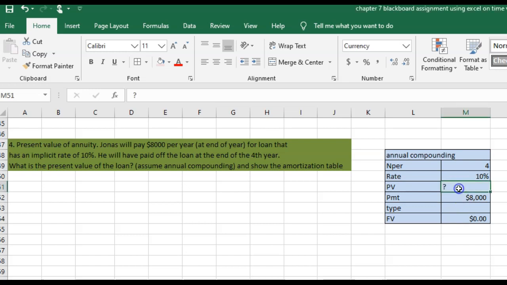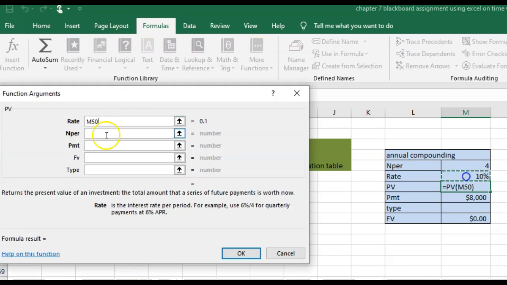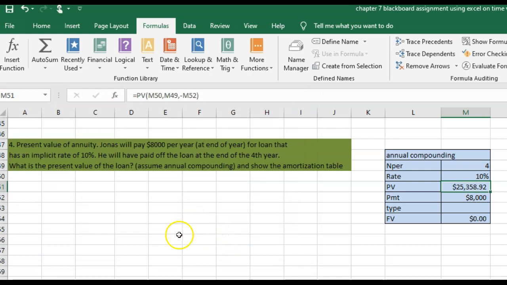In order to solve for the present value, I'm going to click on my formulas and find my present value formula. I enter it as a negative. I'm going to leave these two blank, or I could enter zeros. So basically, the present value of this installment note that Jonas has taken out is $25,358.92. Basically, from an accounting standpoint, the studio equipment that he has just purchased, that's its value. So that's an important part of doing the accounting for it.